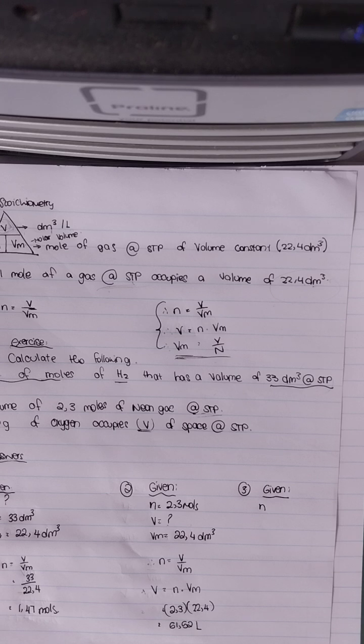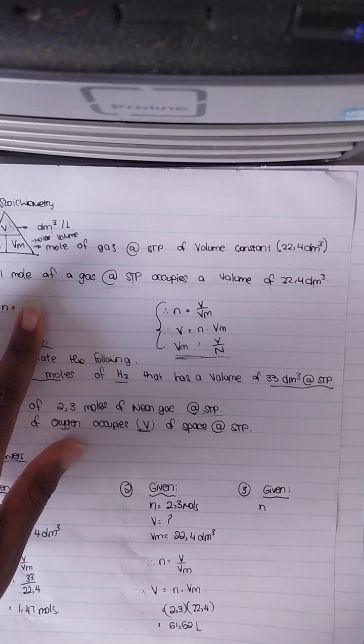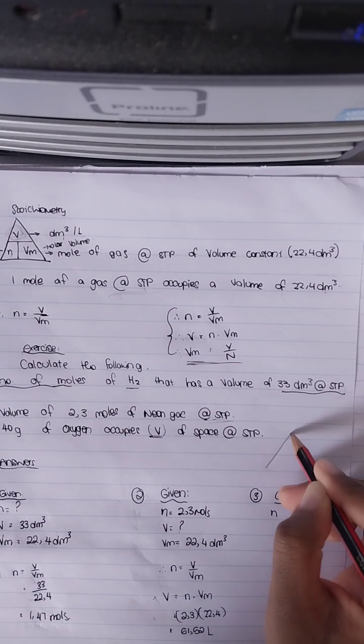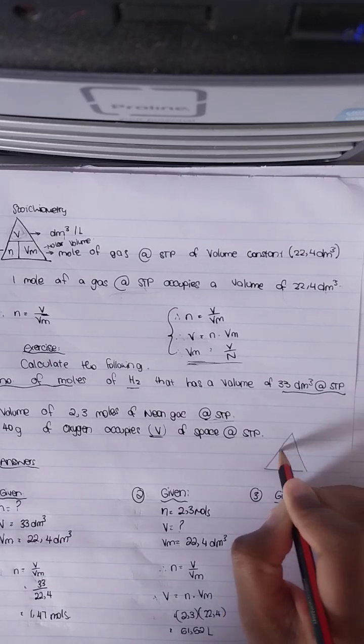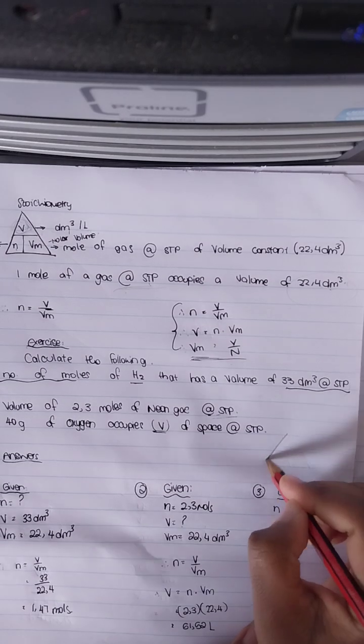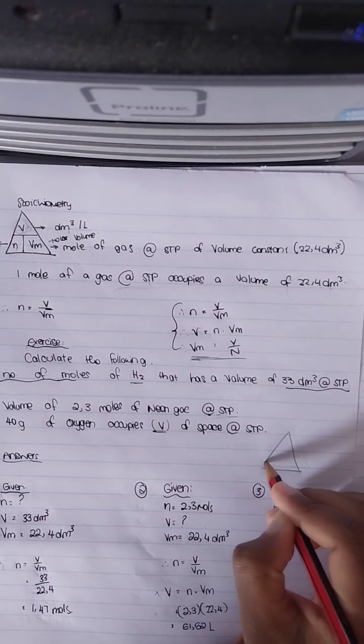40 grams of oxygen occupies V of space at STP. Now this is a tricky one. We're going to use two triangles. We are going to use this triangle over here, and we're also going to use our triangle where we have our mass, our molar mass, and the number of moles. If you're confused with what triangle I'm talking about, it's over here. This triangle over here, okay?